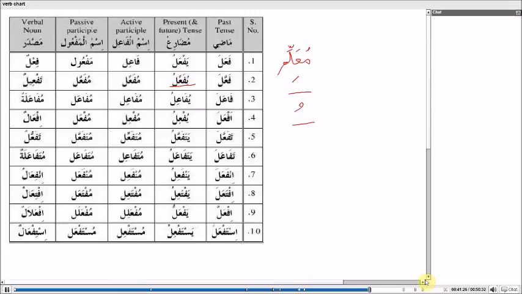Mu'allim. That's the fa'il. That's the teacher. What was taught would be mu'allam. Again, some of these words you might not hear that often, but that's what it is. Mu'allam. That's what was taught. That could also be the student in this case, but it's not really meant to be the student, right?